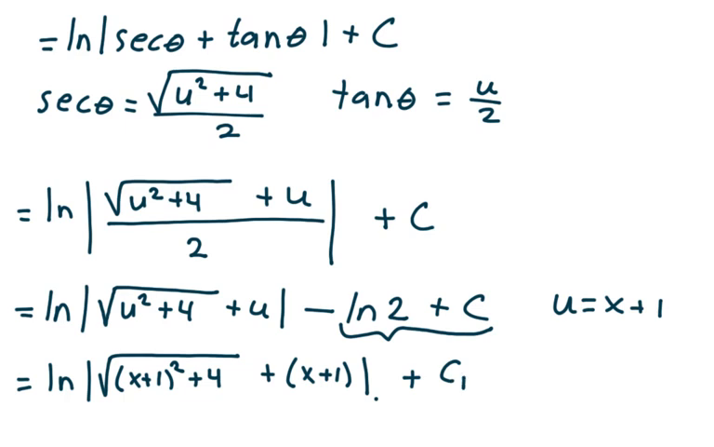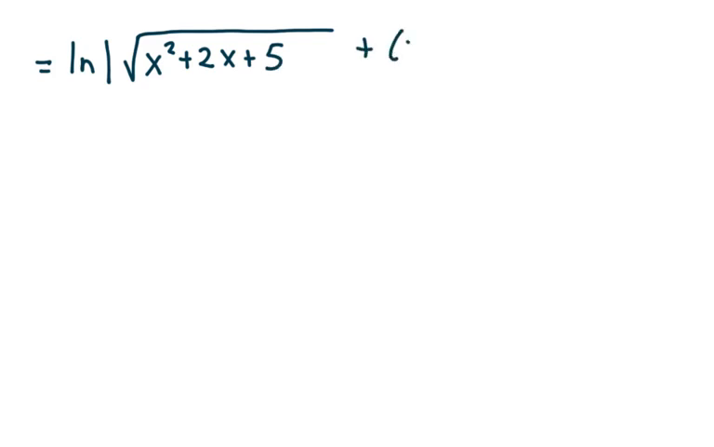Now, to be complete, we should write it this way. This is natural log of the square root of, now we're going to get x squared plus 2x plus 5, right? Plus x plus 1 in absolute value plus c. And I called it C1. So we'll stay with that. And that's how that one works.